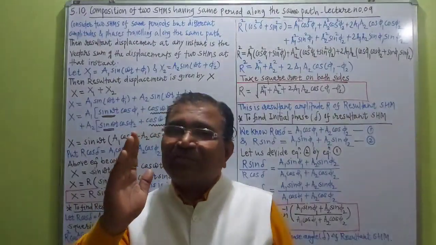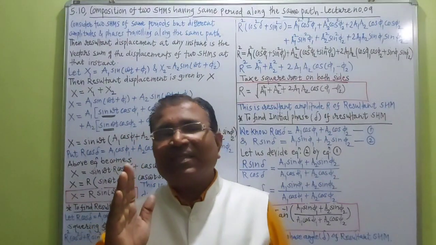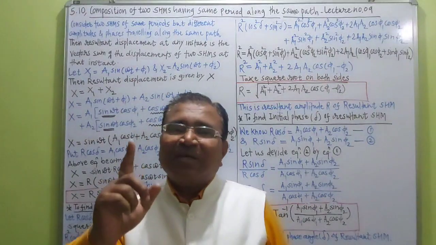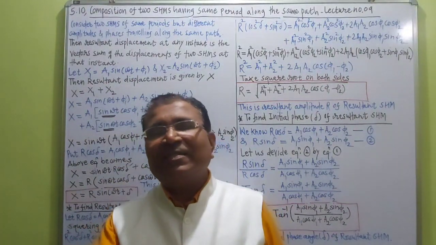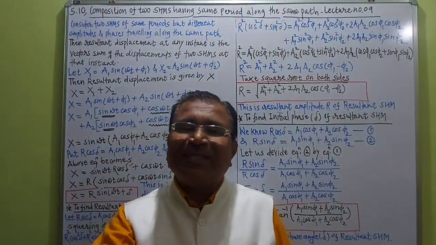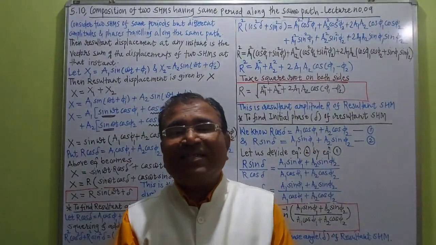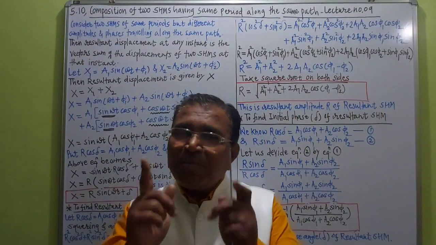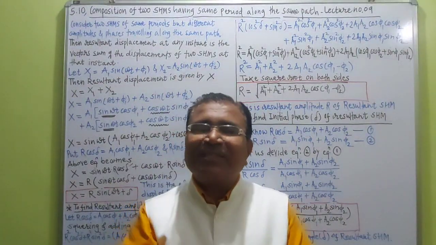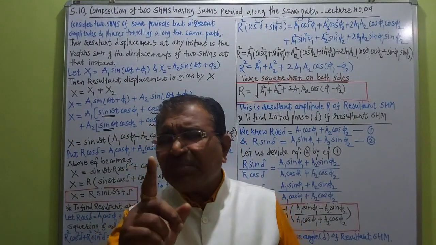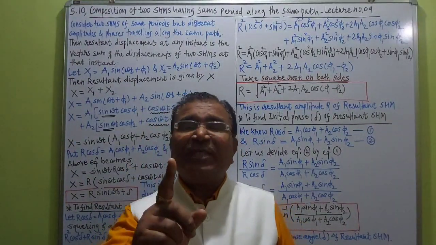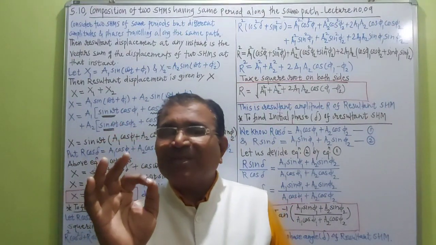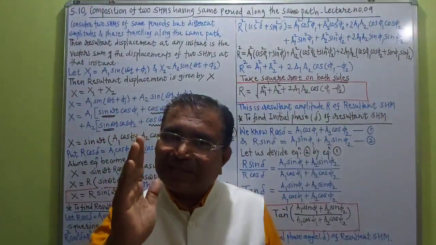As far as the 12th science syllabus is concerned, this is the chapter Oscillations, and this is lecture number 9, dear students. In this lecture we have to discuss the composition of two SHMs having the same period. The period should be the same, but the amplitudes and initial phase angles are different.